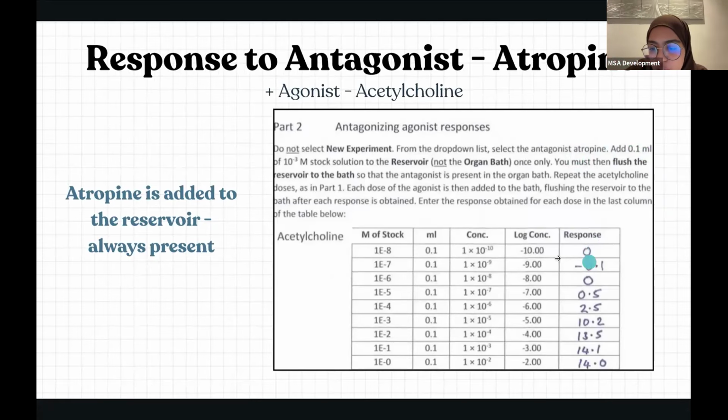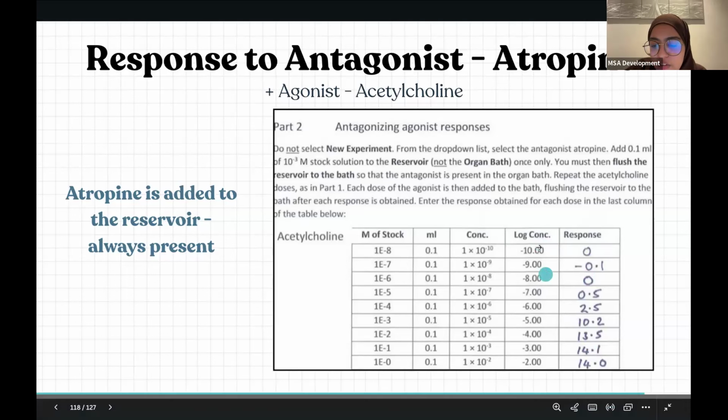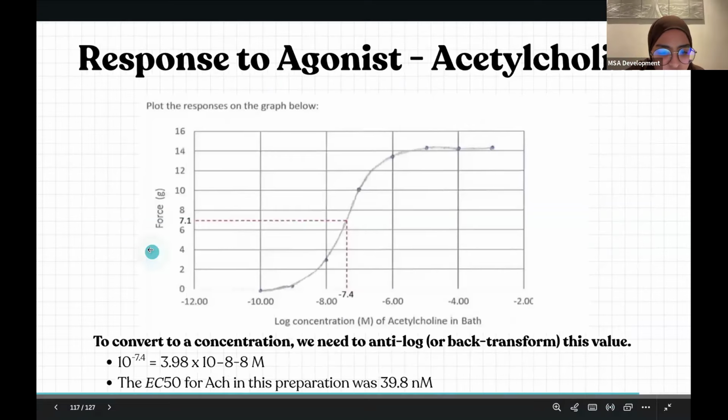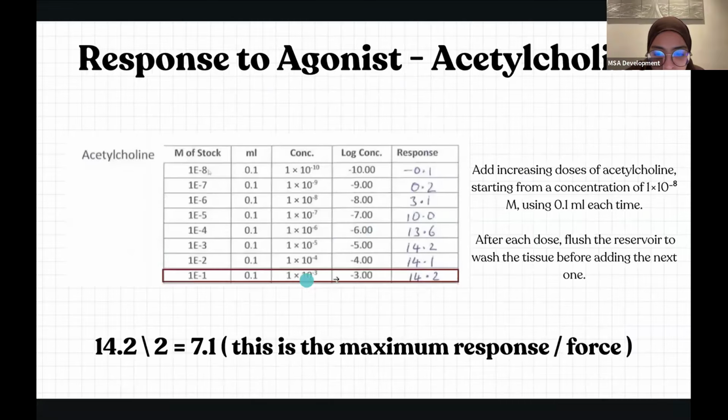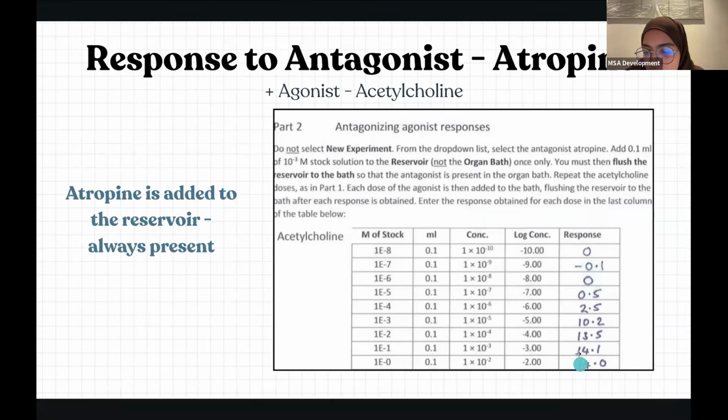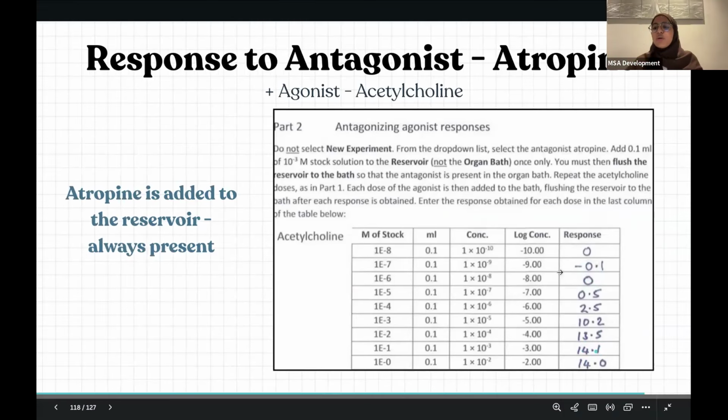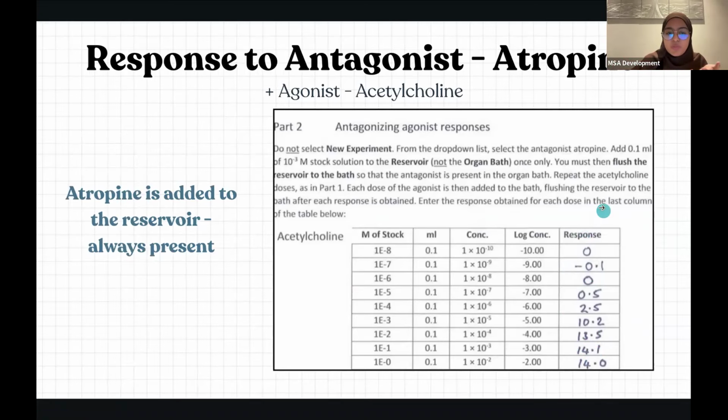So as you can see here, it took a while to get a response as the other one. And the other one, at -3, we got 14.2. Here we got 14.1. Not as big of a difference, but you get the idea, you need more of that drug to cause an increased response.